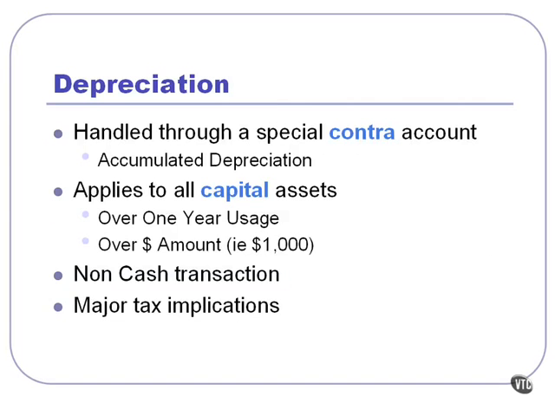With depreciation, we handle this costing aspect through a special contra account called accumulated depreciation. Now, depreciation applies to all capital assets. It's a non-cash transaction, no money's changing hands, just an accounting entry, but it has major tax implications. Now, when we say a capital asset, we're referring to anything that hits our balance sheet. Exactly what we will put on the balance sheet is determined by our internal procedures.